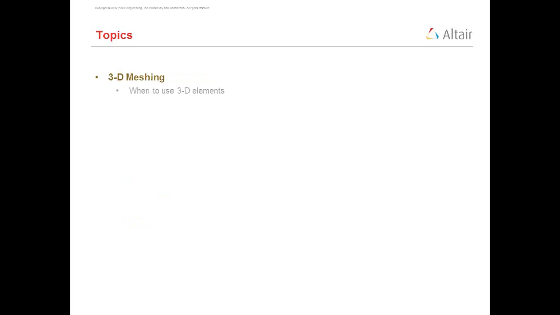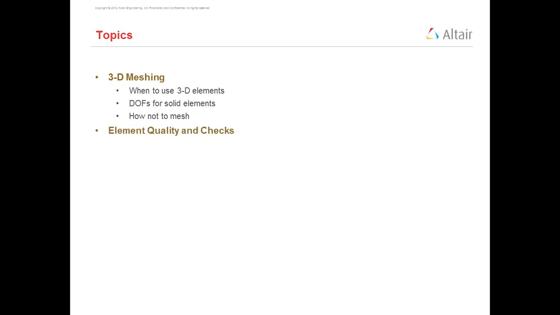Then 3D meshing, when to use 3D elements, degree of freedom for solid elements, as there is a slight change in degree of freedom for solid elements. Then how not to mesh for 3D meshing.